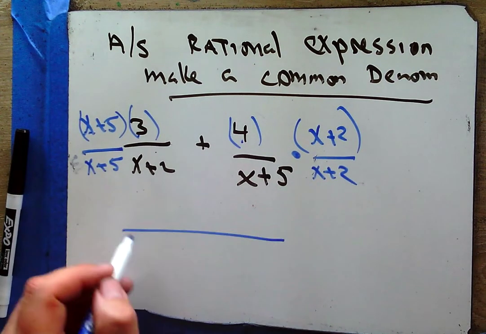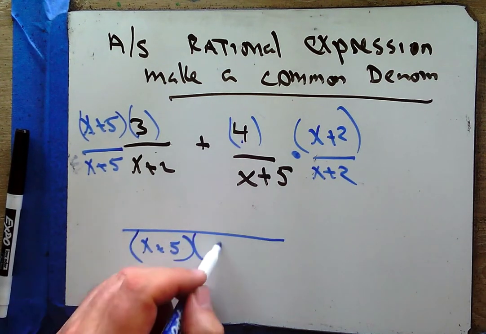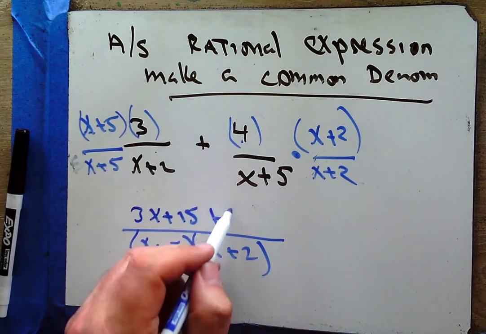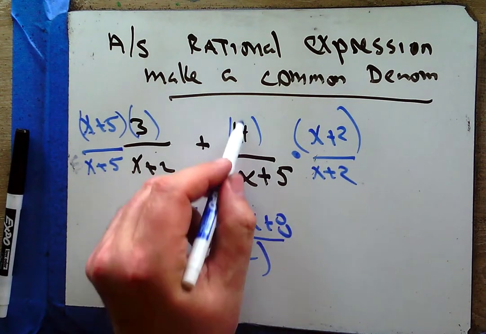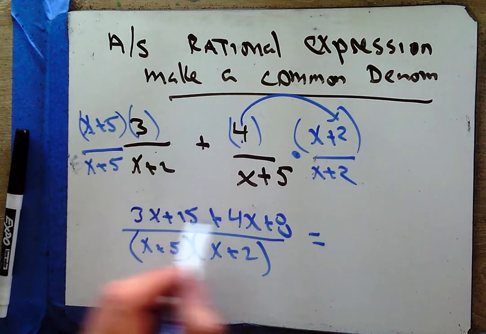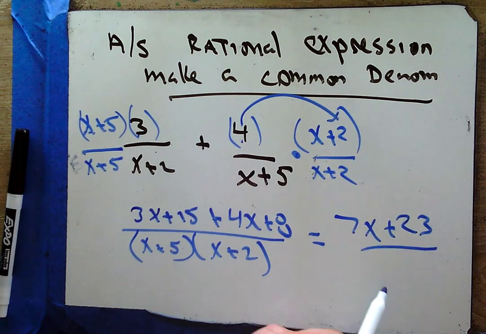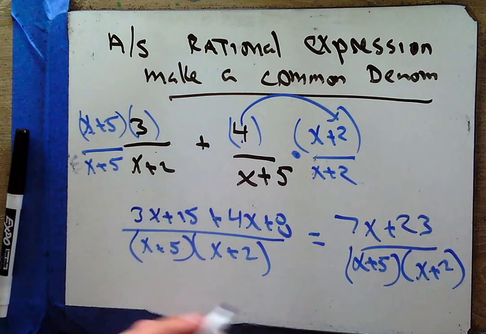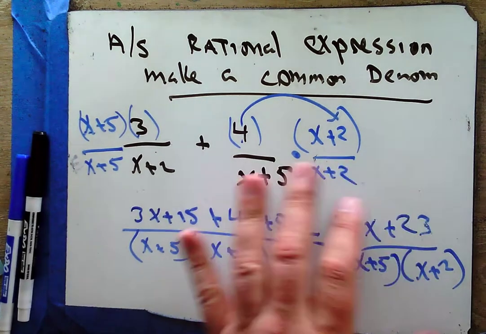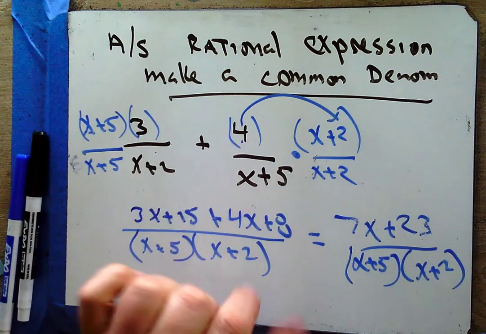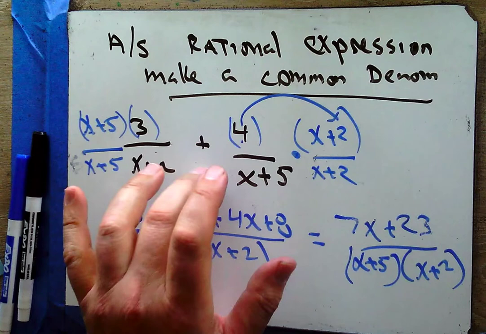So now we've got a common denominator, x plus 5, x plus 2. On top, 3x plus 15 plus 4x plus 8. Don't forget to distribute. And then if I combine like terms in the numerator, 7x plus 23 over x plus 5, x plus 2. All right, I'm done. Hey, always check to see if there's any factoring you could do here, because maybe there'd be some more canceling. So we have to make a common denominator and then add or subtract as the sign says.